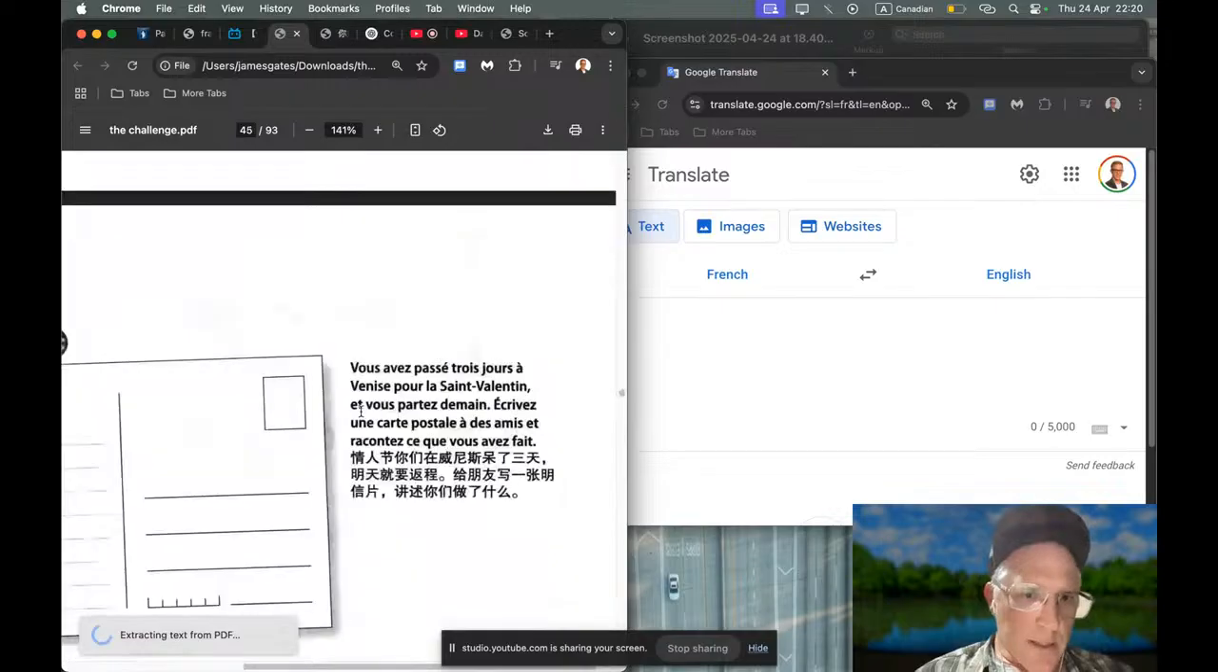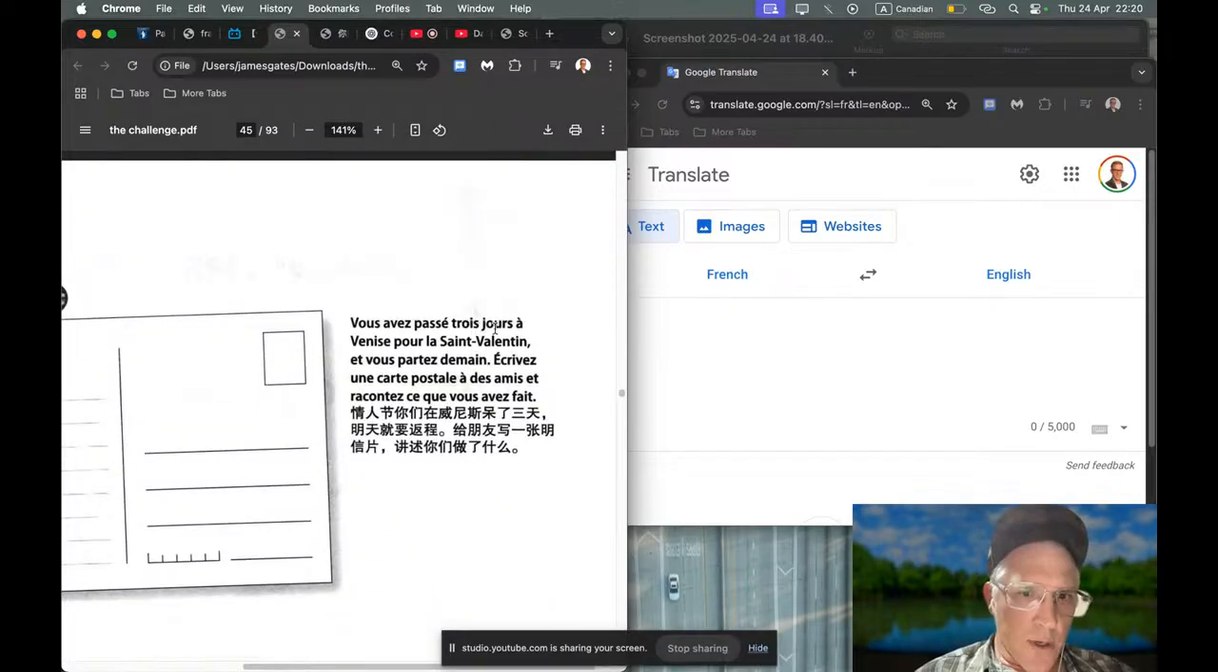See, the postcard, it says, vous avez passé 3 jours à Venise pour le Saint-Valentin et vous partez demain. Écrivez une carte postale à des amis et racontez ce que vous avez fait.